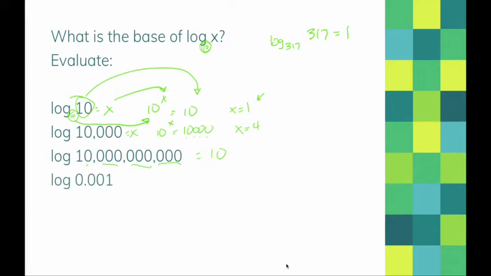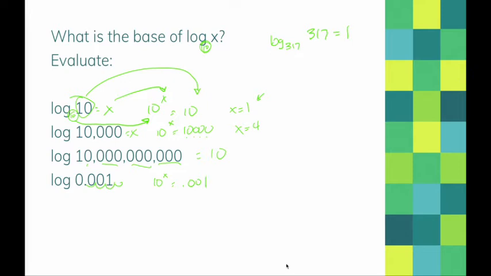What about 0.0001? So here we moved the decimal 4 places. 10 to the x power is 0.0001. That's 3 zeros, 4 places.